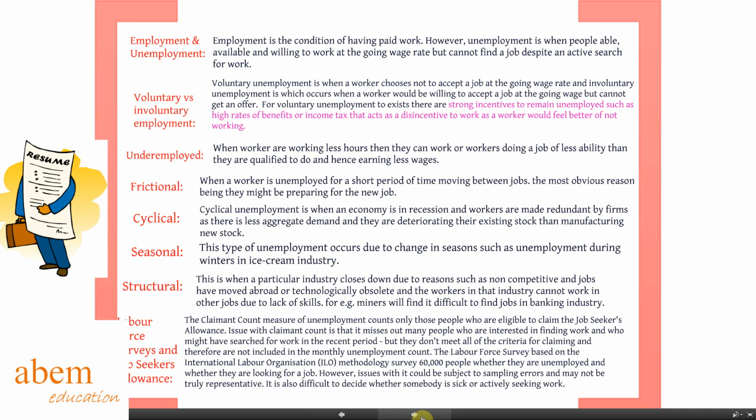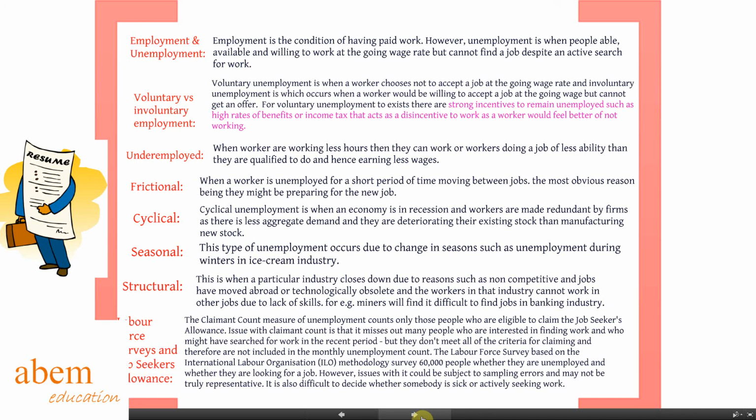How does the government measure unemployment within the economy? There are two methods, and every month we have these figures out on the BBC. The first one is the Labour Force Survey, which is based on the International Labour Organization method, where a survey is sent out to 60,000 people, asking if they are unemployed or not and whether they are looking for a job. However, this is not truly representative, as it can be argued that there are sampling errors, etc.